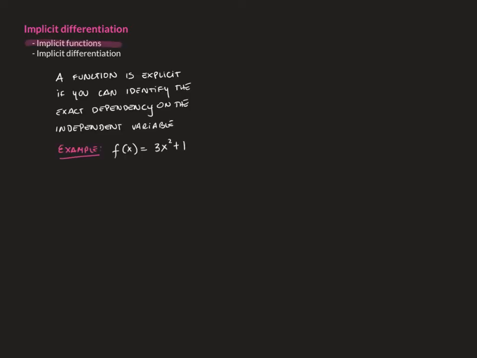So what makes a function implicit? In order to know what makes a function implicit, we should understand what it means for a function to be explicit. A function is explicit if you can identify the exact dependency on the independent variable. For example, the function f of x equals 3x squared plus 1. This is a function that is written explicitly. I know exactly how the function f, or how the function y, changes as x changes. I know it's going to change in the form 3x squared plus 1.